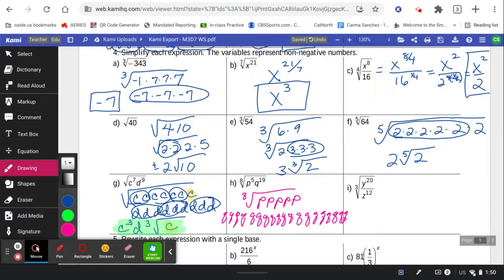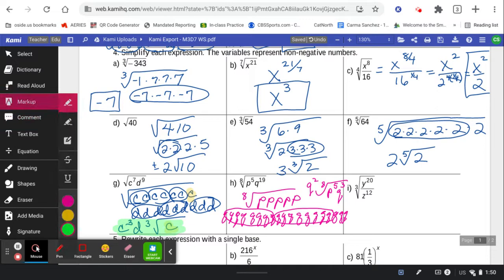1, 2, 3, 4, 5, 6, 7, 8 q's. So a q comes out. 1, 2, 4, 5, 6, 7, 8 more q's. Another q comes out. Leaves me q to the third inside. So final answer is just going to be q squared outside. And then 8th root of p to the 5th, q to the third, left underneath.